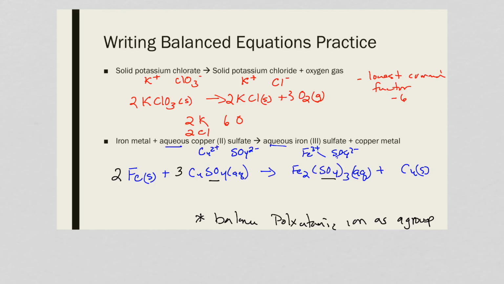I have 3 copper. So if I double check, on both sides of the equation, I have 2 Fe's, 3 Cu's, and I have 3 sulfates, SO4s. So all nice and balanced.